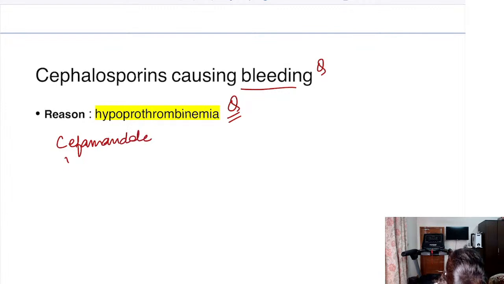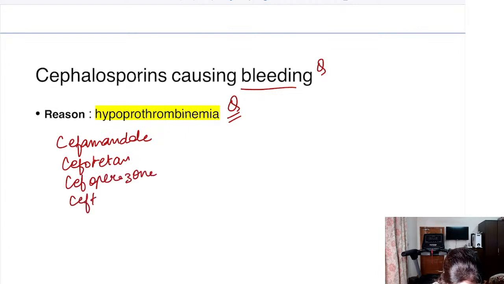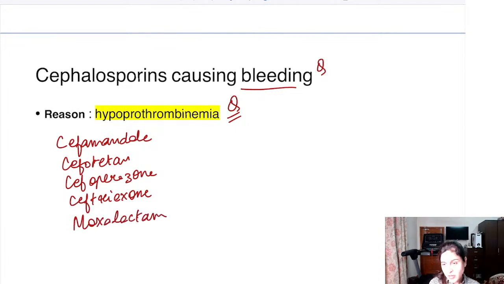Cefamandole, okay, cefotetan, we have done one, cefoperazone, ceftriaxone, moxalactam, right? These drugs can cause bleeding. They are associated with hypoprothrombinemia. So any of these drugs given in the options will be your correct choice of the drugs causing bleeding, okay?